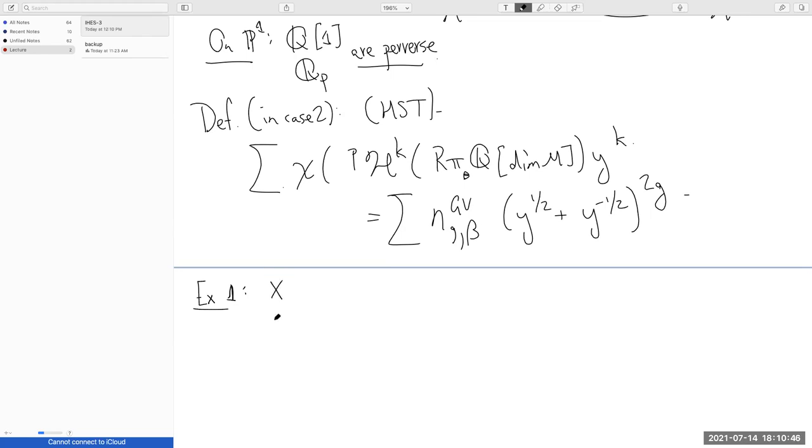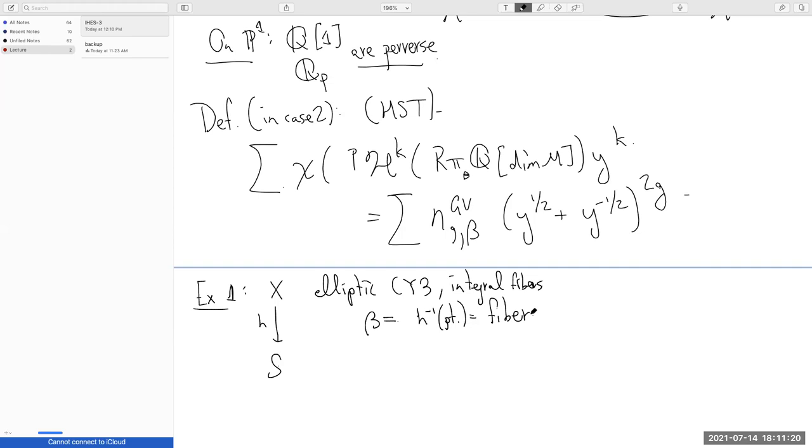So for instance, one basic example is where you take X over S as an elliptic Calabi-Yau threefold. So S is some surface. And it's easiest to work in the case where you have integral fibers. And for beta, we could just take the class of a fiber. In that case, the moduli space will be one-dimensional sheaves, scheme theoretically supported on the fiber. That ends up being the same as picking an elliptic fiber and taking a rank one torsion-free sheaf on it and pushing it forward.